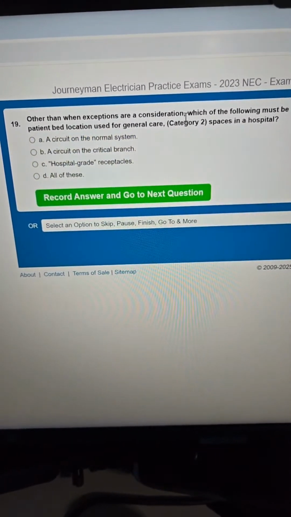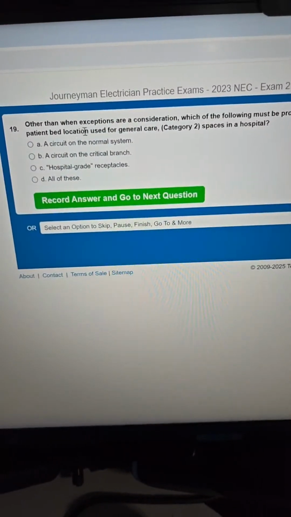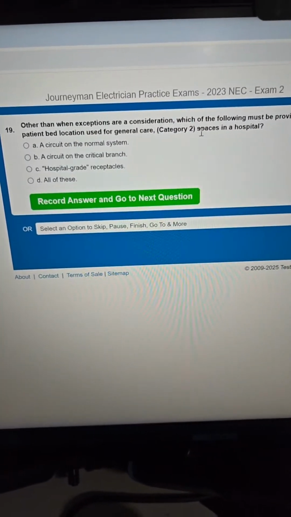Other than exceptions that are consideration, when the following must be provided a patient bed location for general care, category 2 spaces in a hospital.